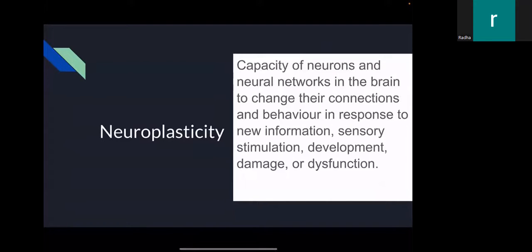Next, we saw it is not hardwired, so a little bit more explanation. Not being hardwired is called neuroplasticity: the capacity of neurons and neural networks in the brain to change their connections and behavior in response to new information, which could be sensory stimulus, developmental damage, or dysfunction. Because the nervous system can respond in different ways, that is why the various elements or different types of pain happen.